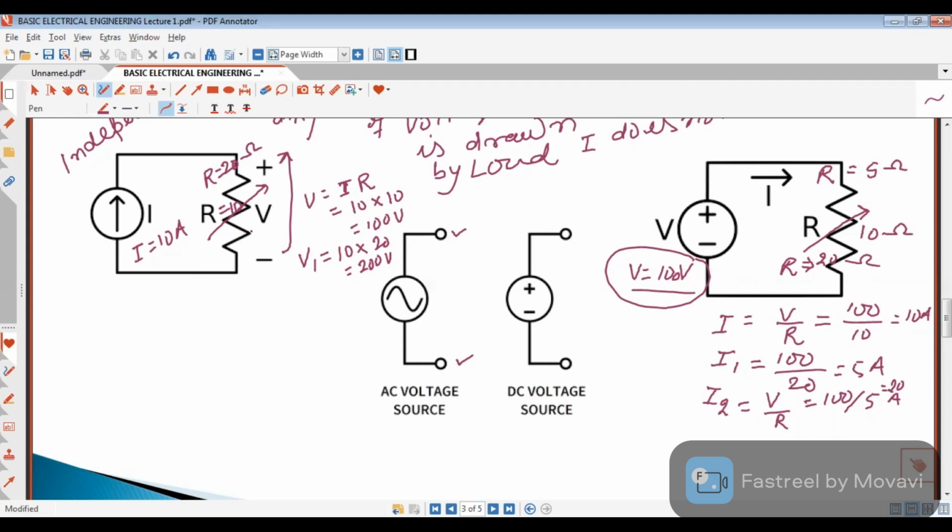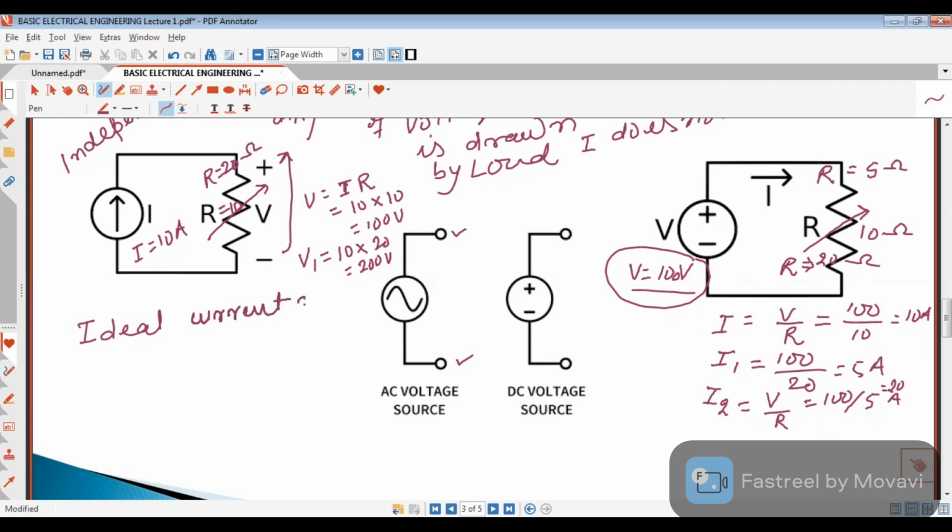Now another thing is that what is the ideal current source and what is ideal voltage source, that is also shown in the next part. But here I am writing just here what is ideal source, ideal current source.